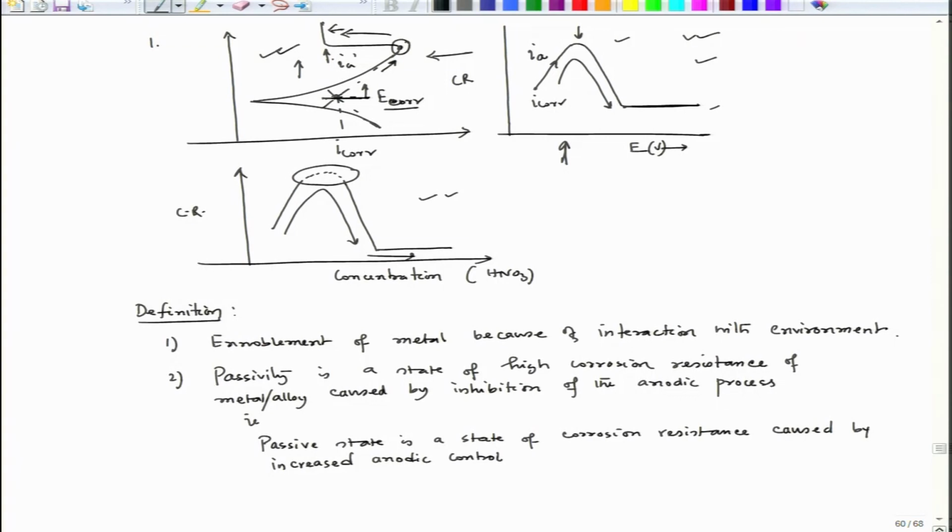So, let us stop here. We will continue our discussion in our subsequent lectures, and we will talk about the interaction of mixed potential theory and passivity of metal.